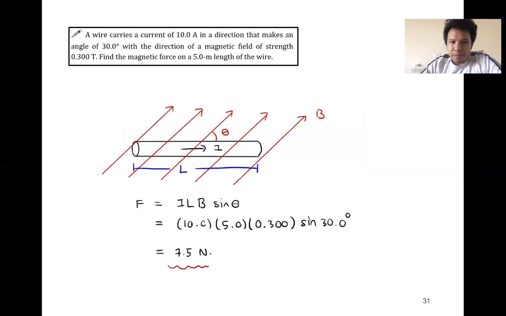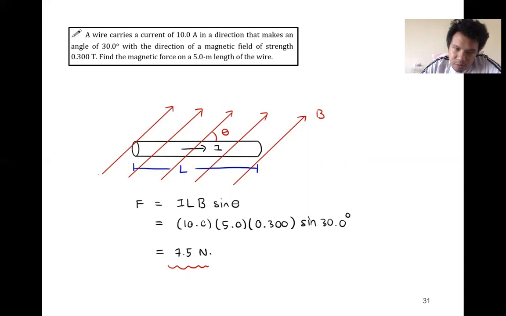Okay, so here we give some simple example of the force from a current of 10 ampere, making an angle of 30 degrees with the magnetic field, and we straightforwardly give you the magnetic field strength.